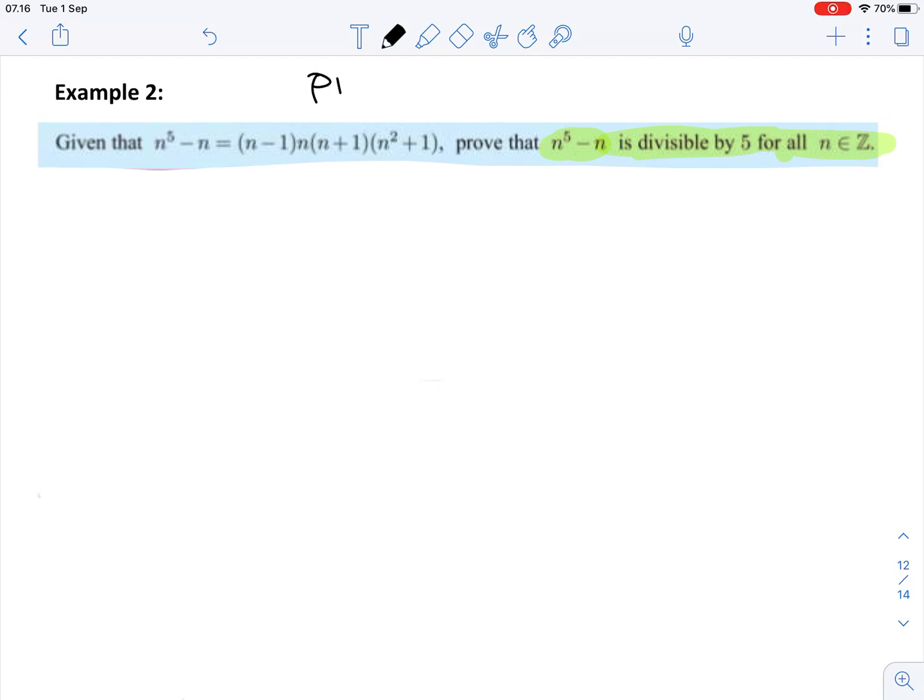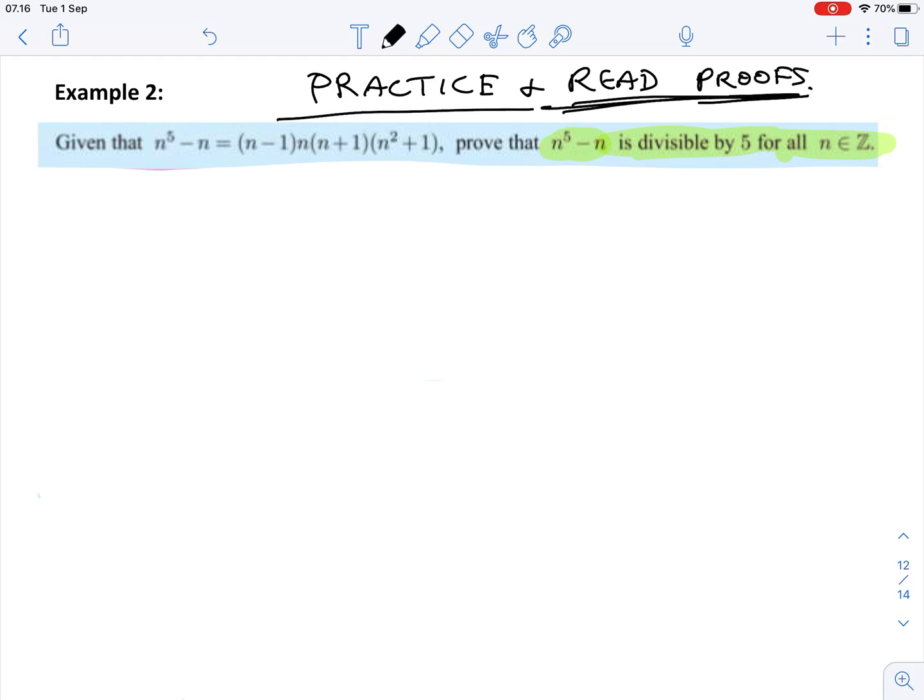All right, now you're like, what in the world? Where do I even start? And what I'm telling you right now is that you need to practice and read proofs. That is the way to get better, by practicing and reading proofs. Because where do you even start here? All right. Well, if something is divisible by 5, again, it's always helpful just to have some scratch work.